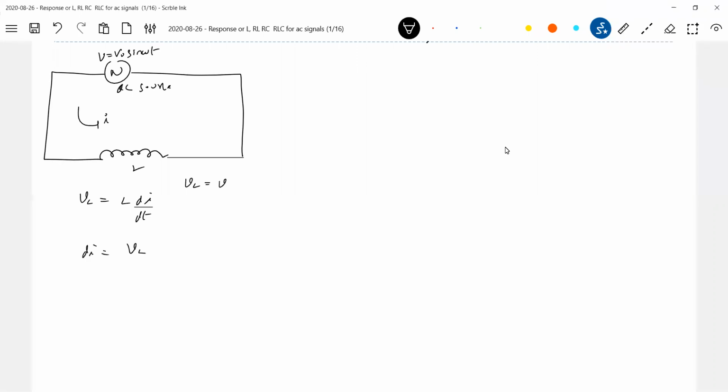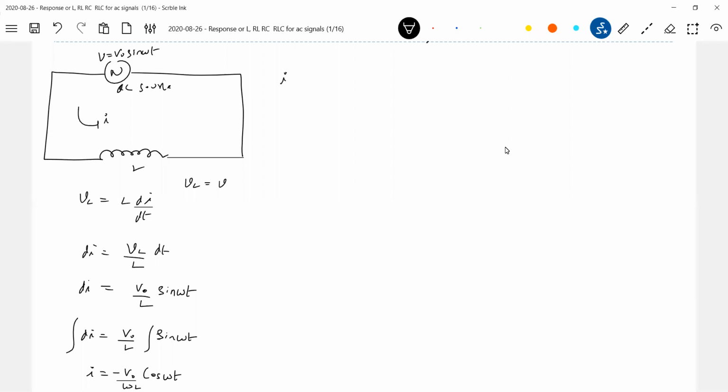di is equal to VL by L into dt. So what is VL? It should be equal to V naught sine omega t. Let me integrate this. di is equal to... so this will be I is equal to V naught by omega L cos omega t.